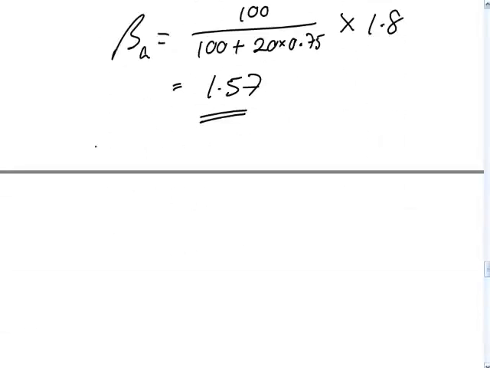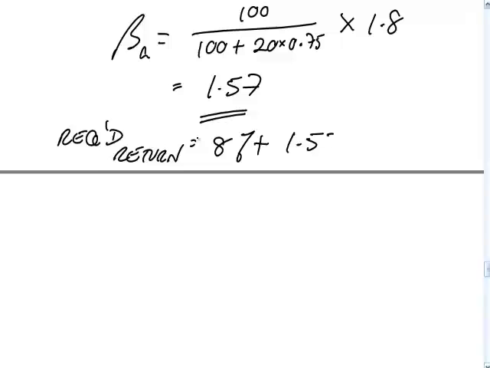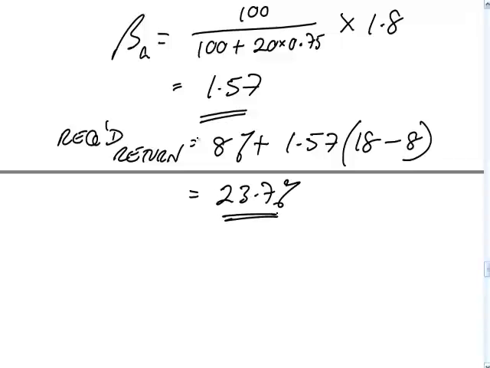If they were investing, what would their required return be? Well, the ordinary beta formula. Risk-free, 8%, plus beta times the market's premium, which is what? 18 minus 8. We need a return of, I think, 23.7. I think my arithmetic's right.